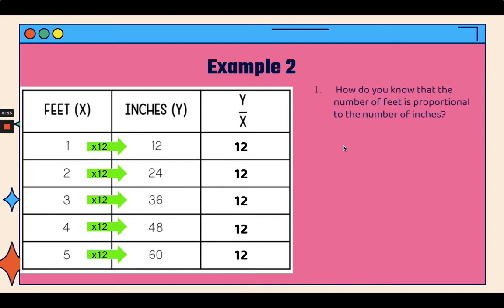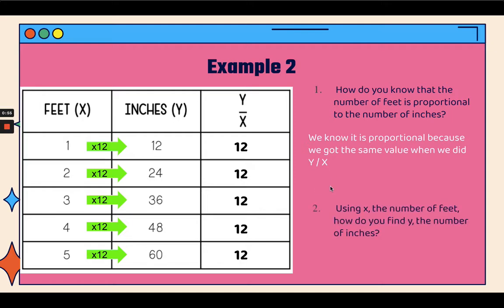Okay, question number 1. How do you know that the number of feet, our x, is proportional to the number of inches? How do you know that these are proportional? We know it is proportional because we got the same value when we did y divided by x. So I picked any of these data points and I always got 12 as my k, or my constant of proportionality. So that tells me that feet to inches are proportional.